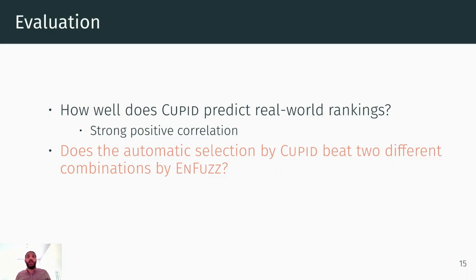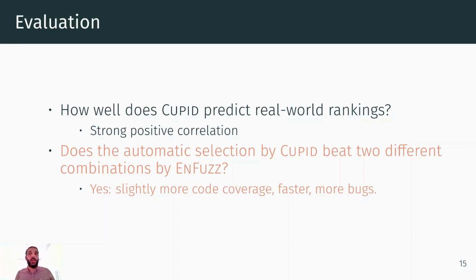The other question was, can our automatic selection of fuzzers actually beat manual expert-guided selection of fuzzers by EnFuzz? Yes, it turns out that even though Cupid had access to the same set of fuzzers, it was able to pick a combination of fuzzers that beat an expert-guided combination. We had more code coverage, we found coverage faster, and we found more bugs. Additionally, Cupid was able to beat two different combinations. EnFuzz used one combination to target specifically Google's fuzzer-test-suite, and one combination to specifically target LAVA-M. And our single selection of fuzzers was able to beat both of those combinations.